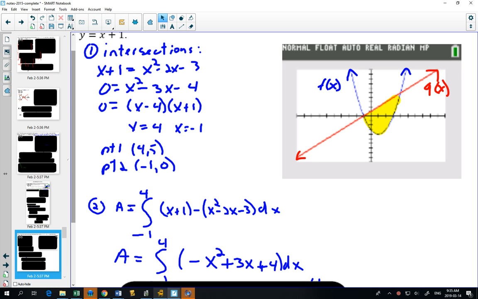You can plug in, to get the y value, you could plug it into either equation, right? Because it's where they intersect, so we found this point and this point. Whether I plug it into the red or I plug it into the blue, it's still the same point, right? Did we need the y coordinate? Again, no. We just needed the x coordinate of -1 and 4.